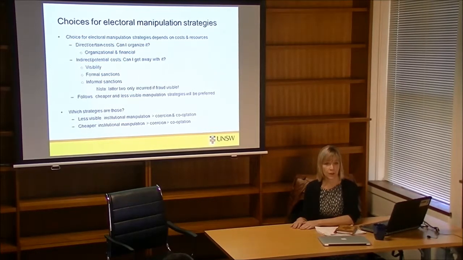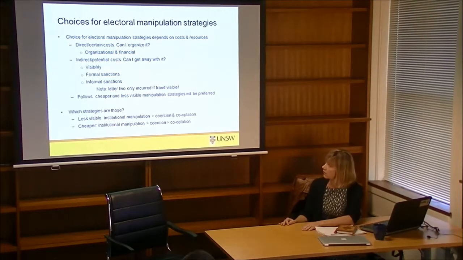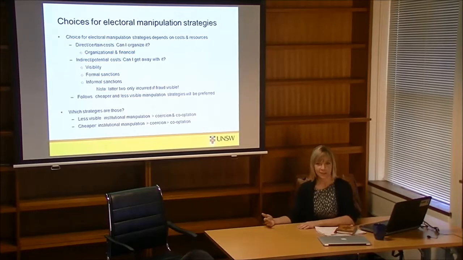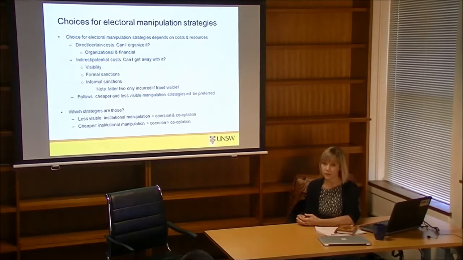Vote buying, same way. It doesn't only need money, it needs local brokers that make sure that they get voters on board and monitor that they actually vote according to what they were paid for. So there's different kinds of organizational and financial costs in organizing different forms of manipulation. And then the second question is, can I get away with it? And can I get away with it is based on three factors, or at least that's what we're thinking about now. First of all, visibility.